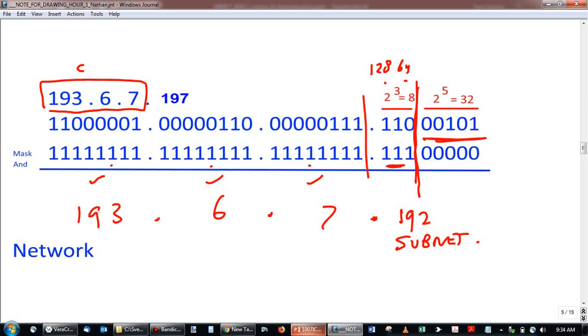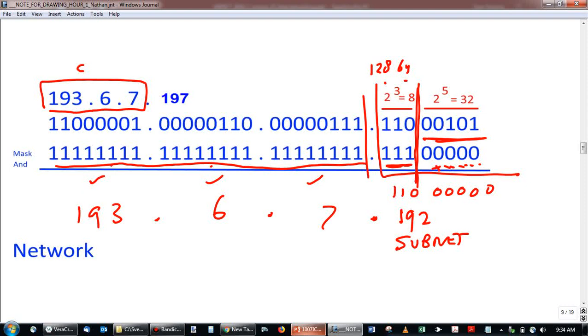So basically what I've done here is I have turned on my normal Class C network bits. There are 24 of them. That's the first part. And then the scheme they told us was we only have 8 bits here. We want to use the first 3 for the subnetwork. So if I use the first 3 bits, I'll turn them on. I'll turn everything else off, which means nothing else goes through, which means what comes through is 110 and 5 zeros. Is that correct? Yep. So if I add these up, 128 plus 64 is 192. So my subnetwork is 193.6.7.192. Now, that's the network part.